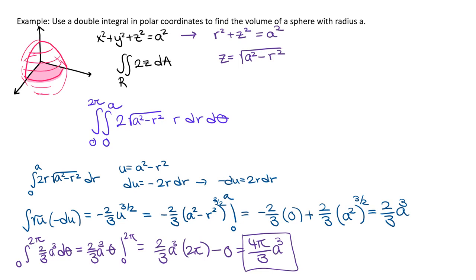And you can look this up. This is the volume of a sphere. If you look up the formula for volume of a sphere, it is exactly that. 4/3 pi radius to the 3rd.